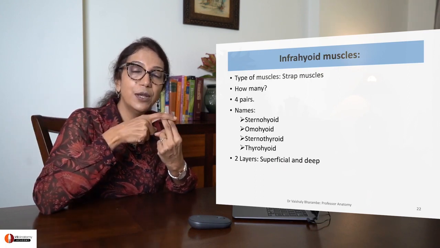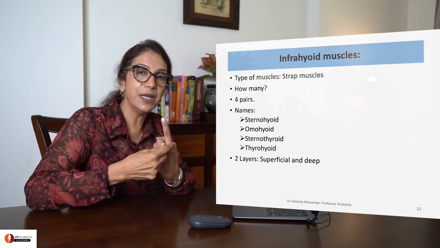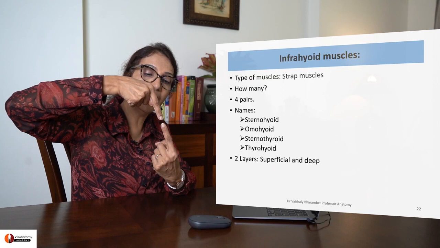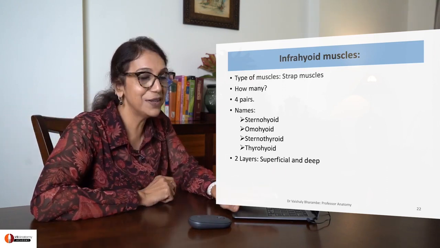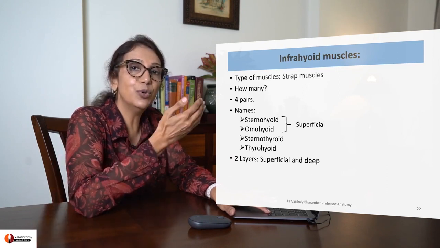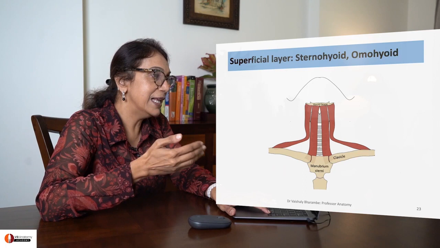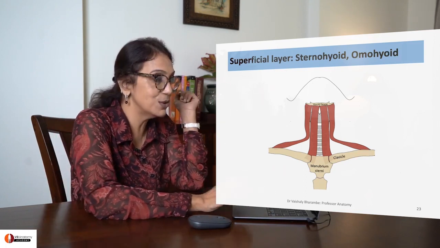Sternohyoid, omohyoid next to each other. When they are removed, you have on a deeper plane sternothyroid and thyrohyoid, one above the other. I hope that helped. If it doesn't, forget it. Okay, so divided into 2 groups, superficial and deep. Let's talk about the superficial group of muscles. Come on the screen, dear students.